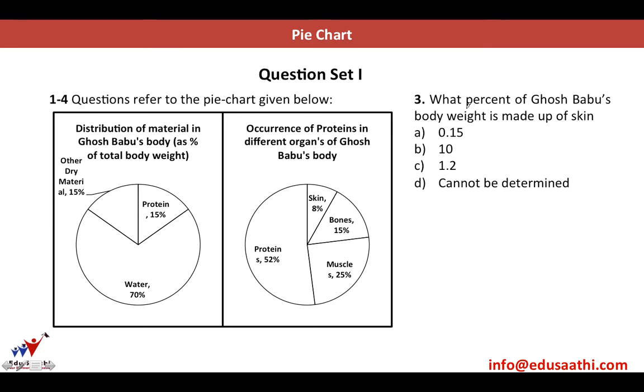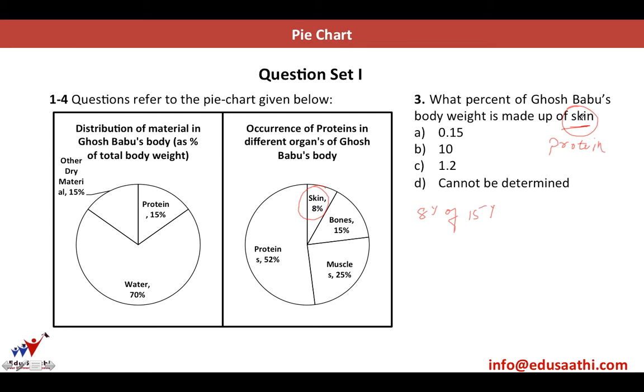Let's look at this next question. What percentage of Ghosh Babu's body weight is made up of skin? Now here I cannot calculate the total body weight which is made up of skin. I can calculate the total body weight which is made up of skin protein, because I know that skin protein is 8% and protein is 15%. So 8% of 15% would be skin protein.